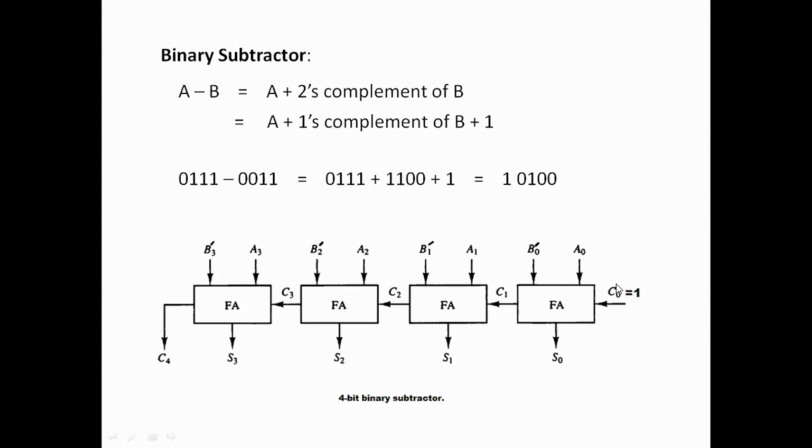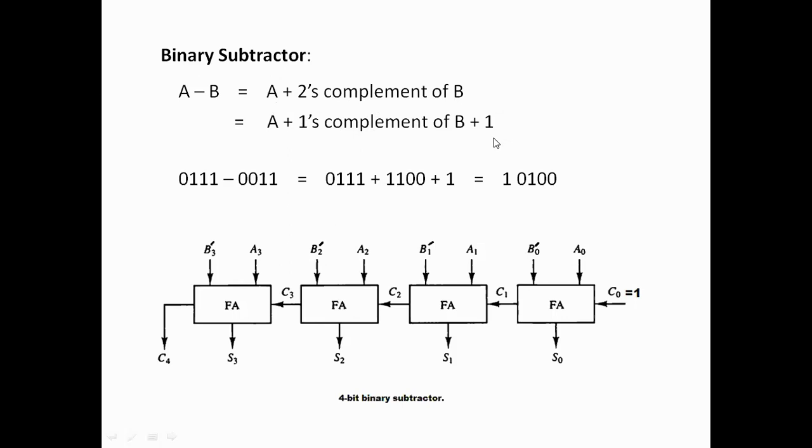Let us now have a look at a binary subtractor. So we know very well that a subtraction operation can be easily converted to an addition operation. If I have to do A minus B, I just write this is the same as A plus 2's complement of B. 2's complement of B means 1's complement of B plus 1.